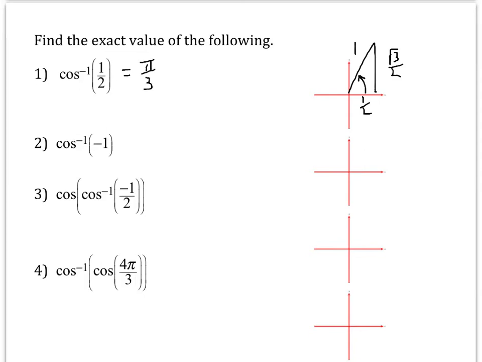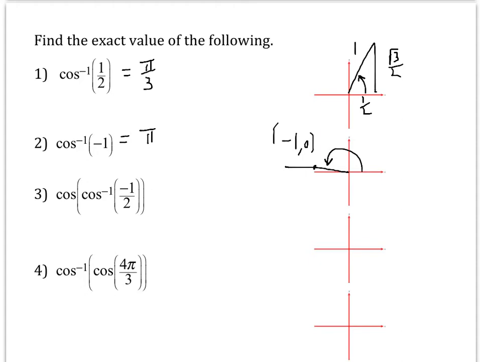Find the inverse cosine of negative 1. Remember, that's the angle between 0 and pi whose cosine is negative 1. Well, look, negative 1, 0. The angle whose cosine is negative 1 is this angle, which would be pi, wouldn't it?